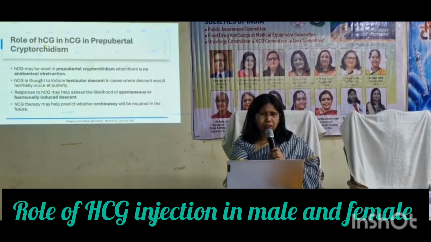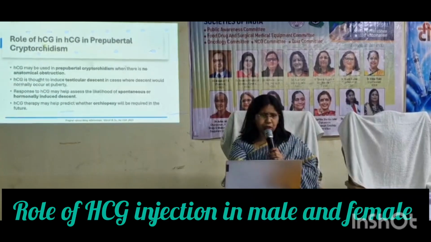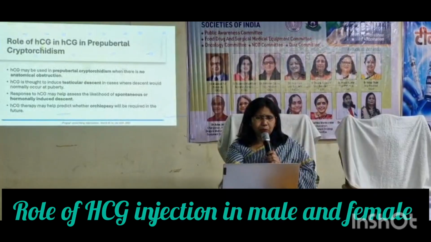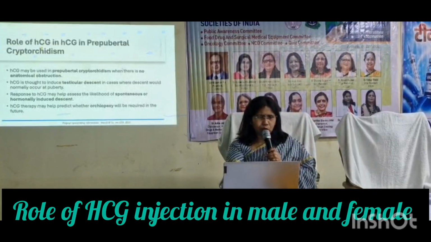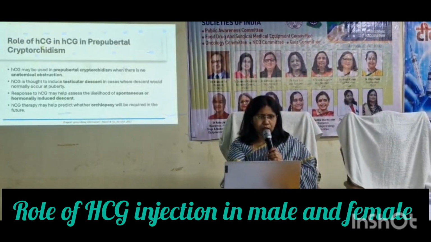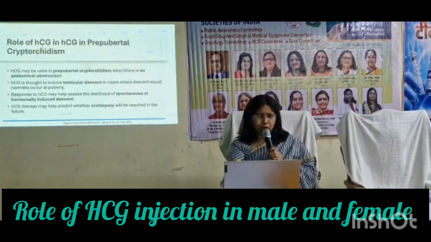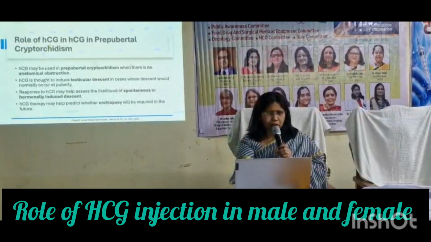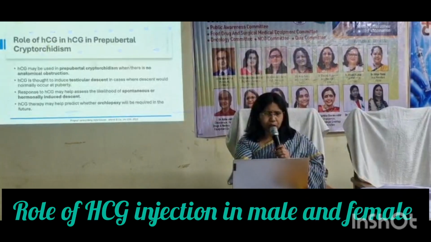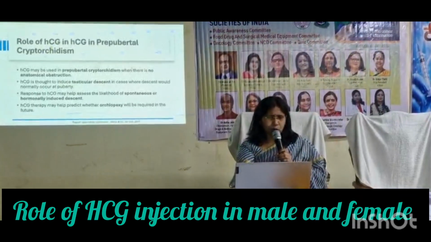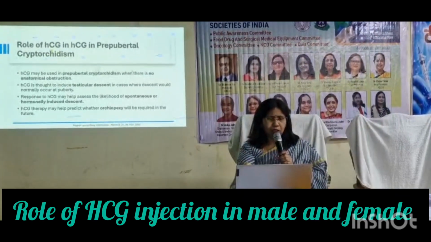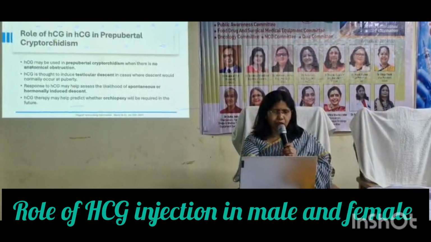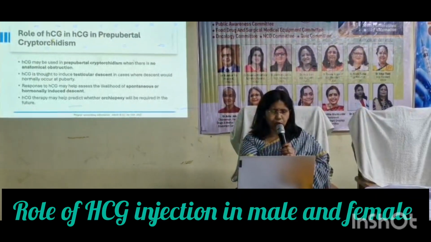Role of HCG in prepubertal cryptorchidism. HCG may be used in prepubertal cryptorchidism when there is no anatomical obstruction. HCG is thought to induce testicular descent in cases where descent would normally occur at puberty. Response to HCG may help assess the likelihood of spontaneous or hormonally induced descent. HCG therapy may help predict whether orchiopexy will be required in the future.